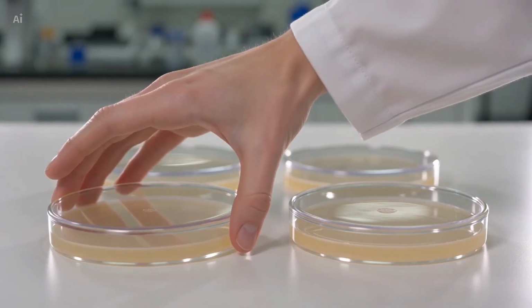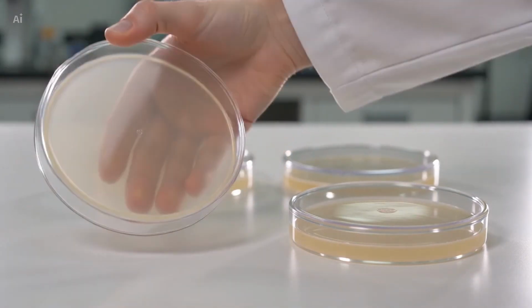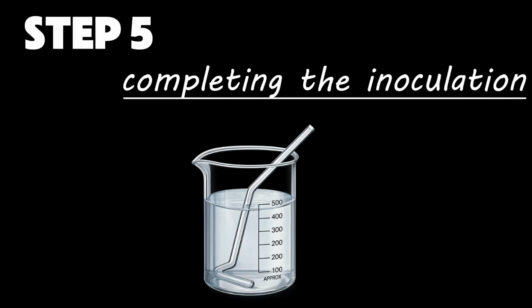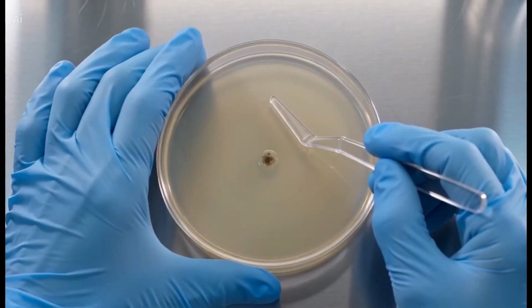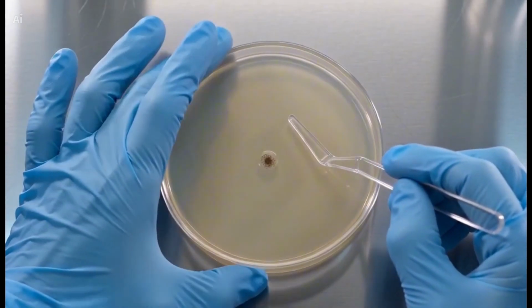Step 5. Completing the inoculation. Once the culture has been spread uniformly, replace the lid of the petri plate. Immerse the glass spreader back into the alcohol and flame sterilize it again before storing it or using it for another sample.